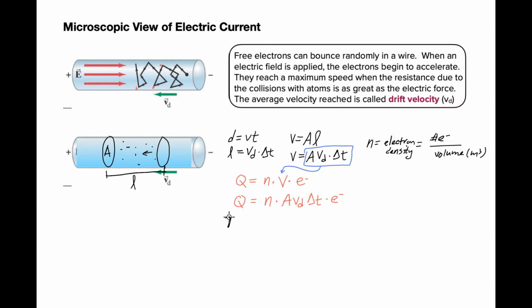So what do we know? Current is the amount of charge that happens per time. So we can say charge per time would equal, we're going to take this, can you imagine this being moved over to this side? That would just be equal to n times A times v_d times the charge of an electron. Now this equation has a special name.